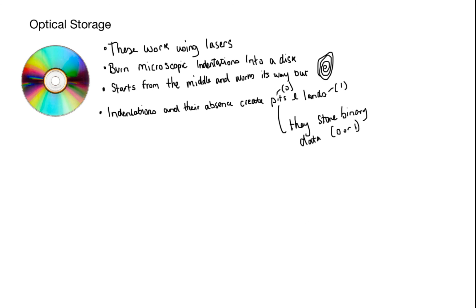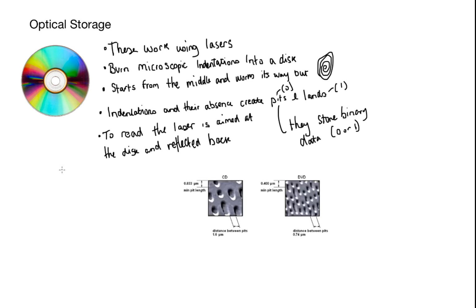If you need to read from the disk, the laser shines its light at the surface, and the light gets reflected back, and it's measuring how much light is actually reflected back, from which we can work out our zeros or our ones. As you can see from this image here, a DVD has a much higher quality because it can fit more pits and more lands into the disc itself. DVD will use 2 layers, and it will use 2 lasers to measure the different wavelengths.